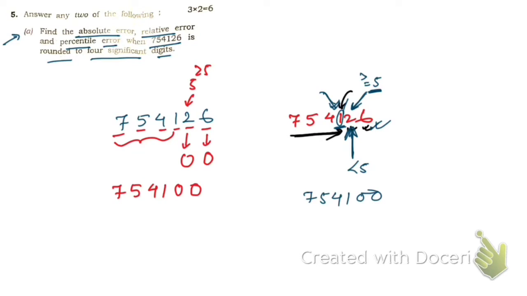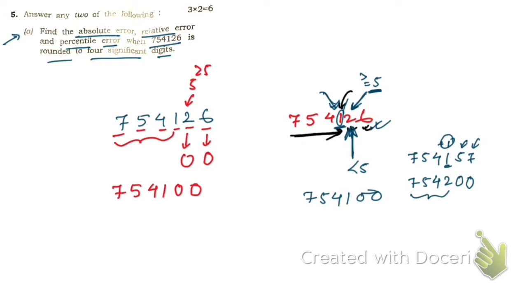Suppose you have a number like this, with 5 and then 7. Then this is 5 and there is a non-zero digit after it, so you have to round it off by adding 1 to this digit, in order to get 4 significant figures. Hope you have understood this.